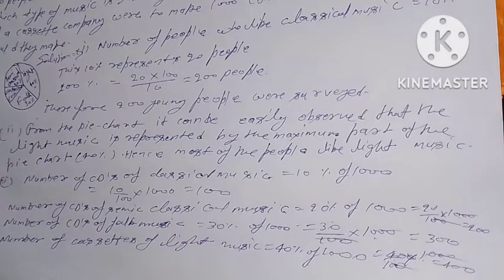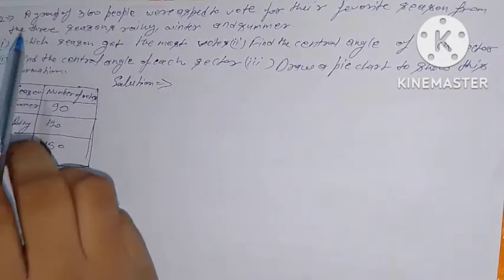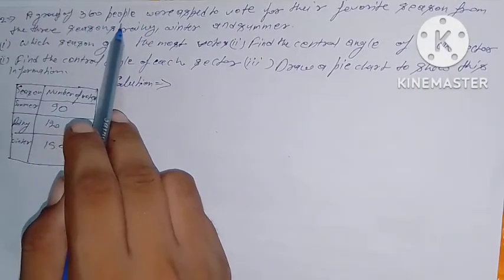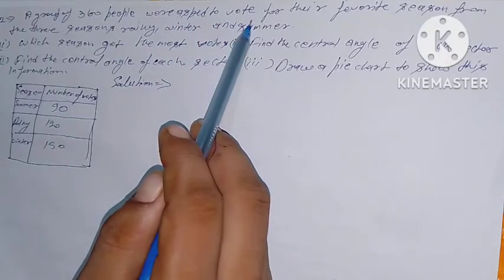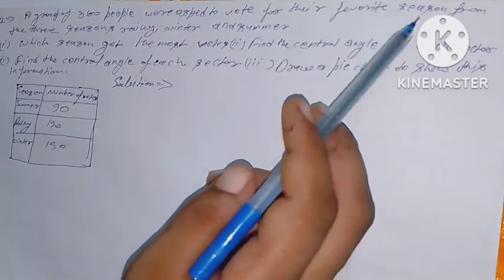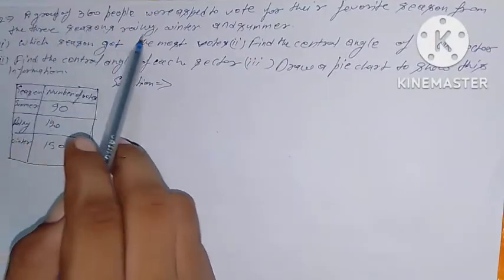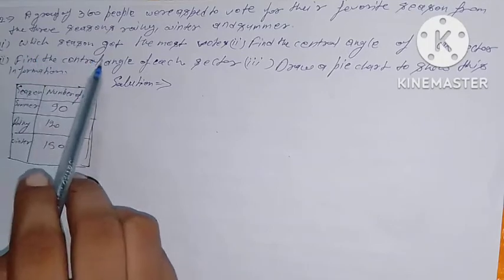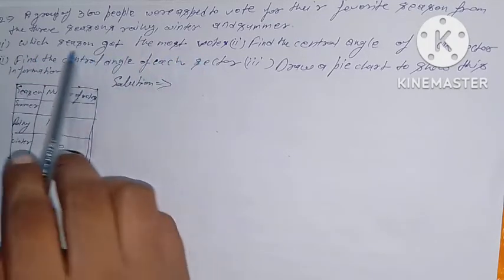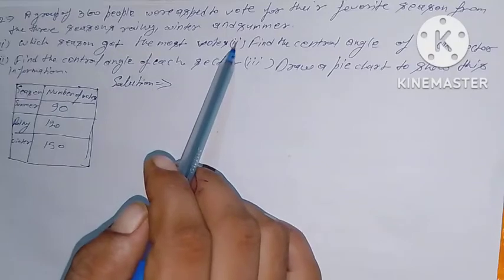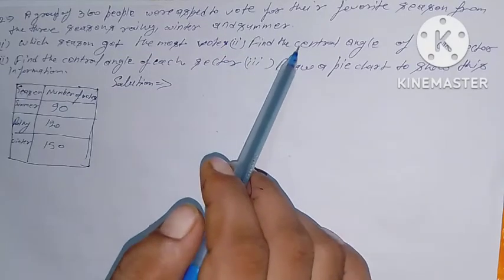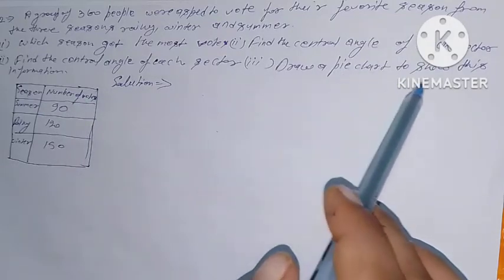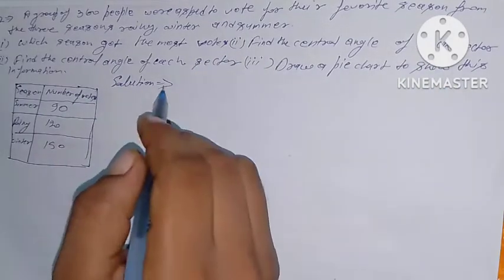Next question. Question number 2. A group of 360 people were asked to vote for their favorite season from the 3 seasons: rainy, winter, and summer. Okay. First question: which season got the most votes? Second question: find the central angle of each sector. And third question: draw a pie chart to show this. Okay. Solution.